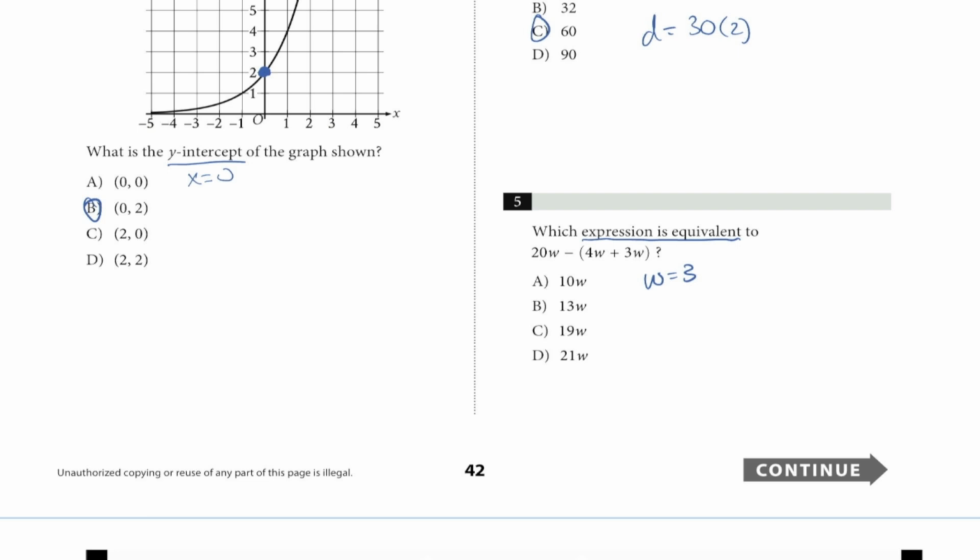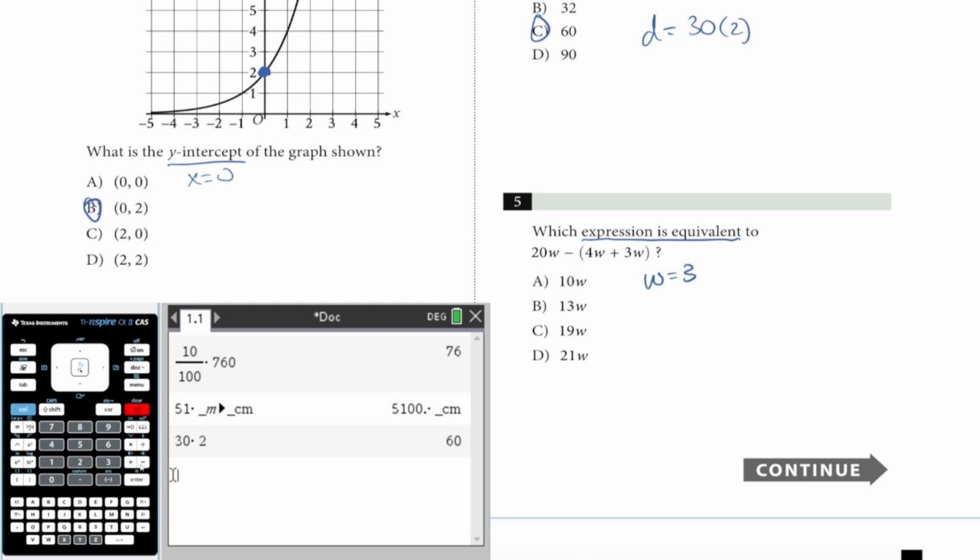So now I can go into the calculator, and we're just going to guess and check. So wherever I see W, I'm going to put 3. So I'm going to say 20 times 3 minus parentheses 4 times 3 plus 3 times 3, enter. So we got 39. So I'm going to go into every single answer and plug in 3 for W and see which one gives me 39 as well.